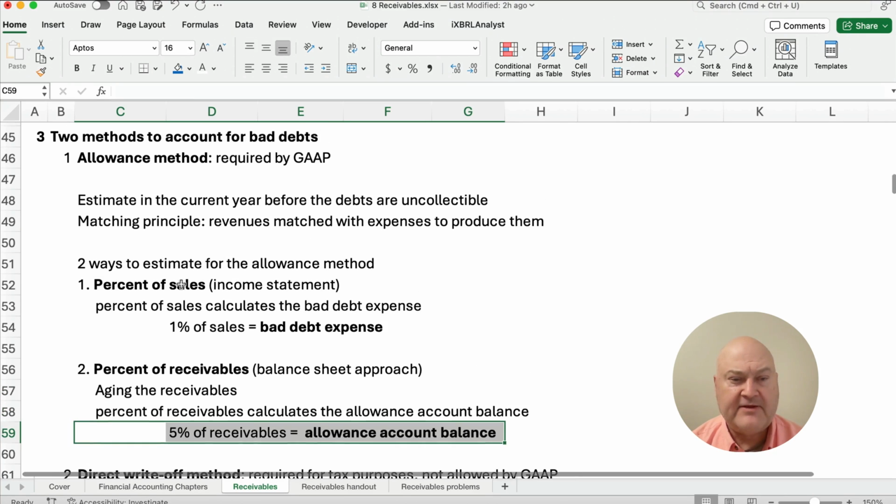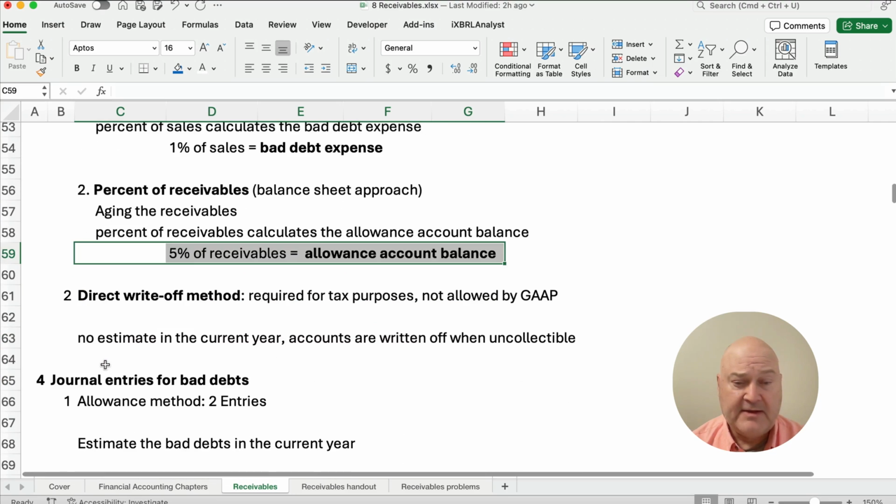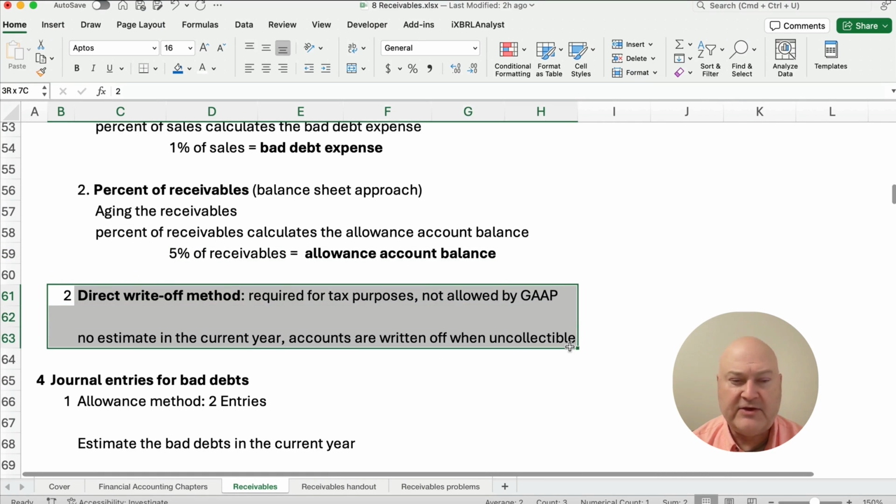Now, this is the GAAP method. The allowance method is required for our financial statement purposes. But for tax purposes, they don't allow us to use the allowance method. They only require the direct write-off method. They don't want us estimating ahead of time what our expenses might be. They say you can't estimate, but if an account is uncollectible, we'll let you take that deduction, which is like an expense. So the direct write-off method is really easy. There's no estimate, and so we can just make that entry when we find a bad debt.